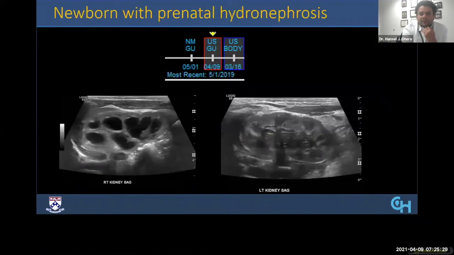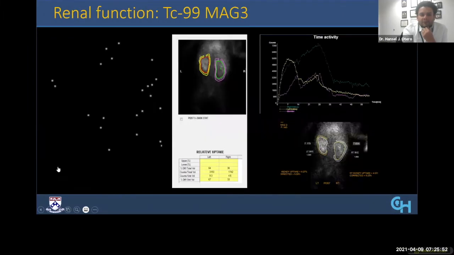This is a different baby, but I want to show you kind of similar findings. It's an ultrasound when they're born at 48 hours. So in this case, it was March of 2019. In April, they get their follow-up ultrasound, and in May, they get their nuclear medicine study. These are the ultrasound findings with normal left kidney, the right kidney is dilated. We go to nukes.